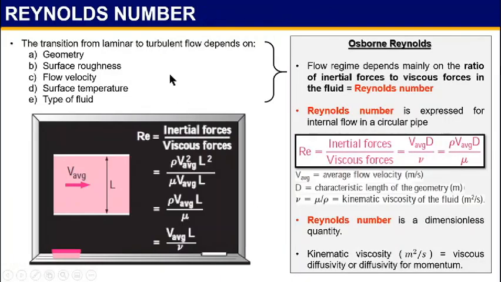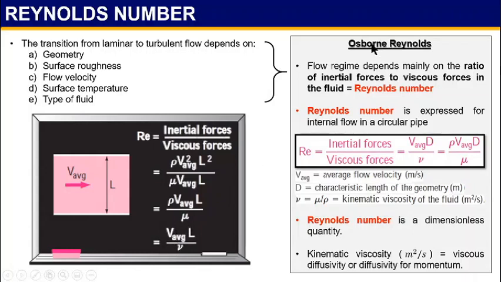Regarding Reynolds number, the transition from laminar to turbulent flow depends on A, geometry, B, surface roughness, C, flow velocity, D, surface temperature, and E, type of fluid. We can calculate the Reynolds number using this equation. Reynolds number equals inertial forces divided by viscous forces, and you will get this equation.